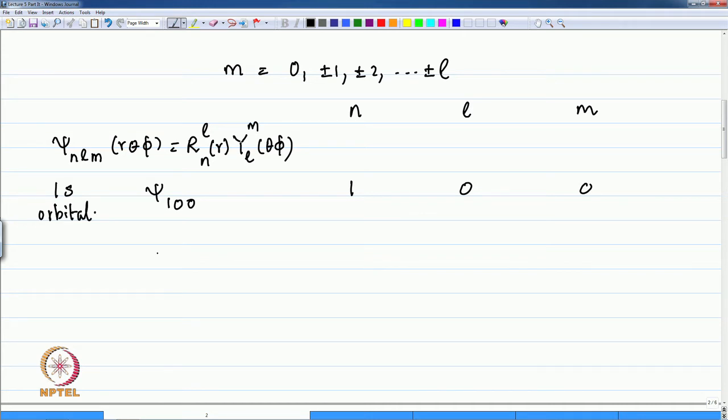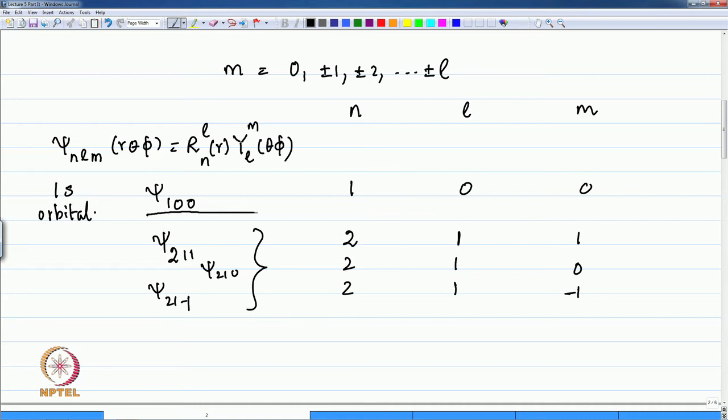The next is n equal to 2, and therefore we have the wave function with n quantum number 2, and l can be 1 or 0. If l is 1, then m can take three possible values, namely 1, 0 and minus 1, and therefore the three wave functions will have this representation: psi 2, 1, 1, psi 2, 1, 0 and psi 2, 1, minus 1, these three.